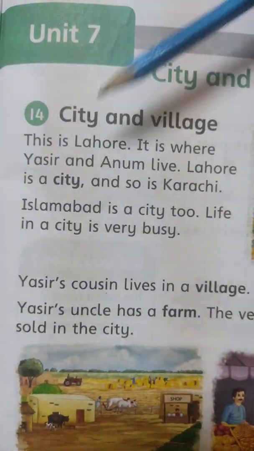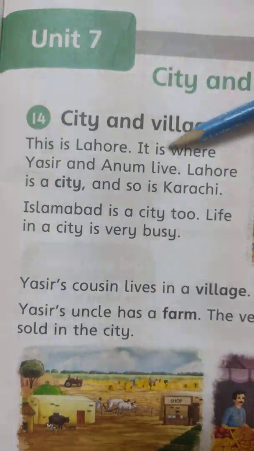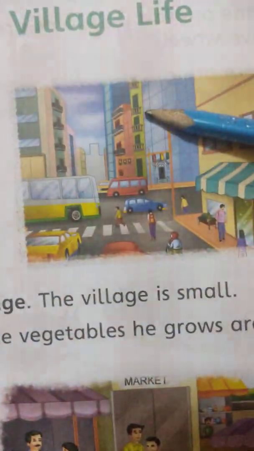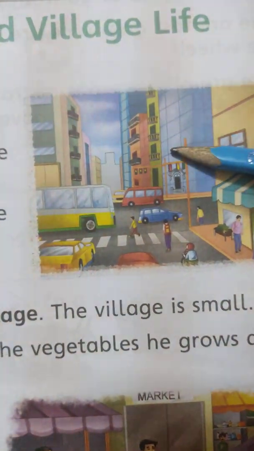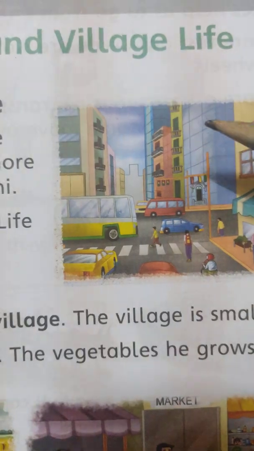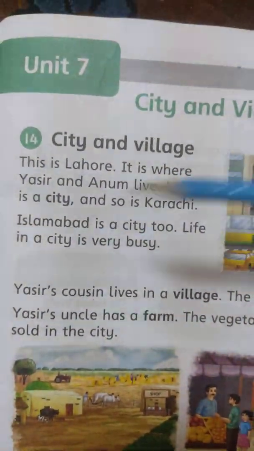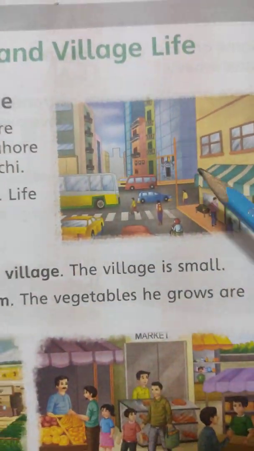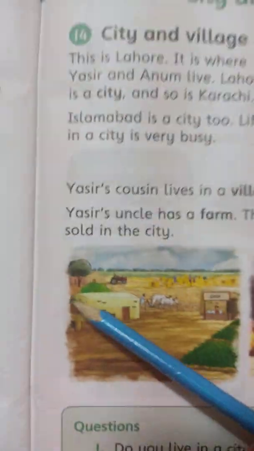This is Lahore. It is where Yasir and Anam live. Lahore is a city and so is Karachi. Look at this picture. This is Lahore. Islamabad is a city too. Life in a city is very busy. So we live in a city and our life is very busy.